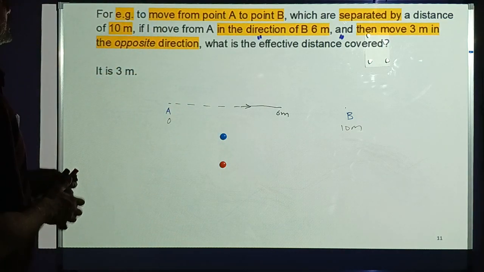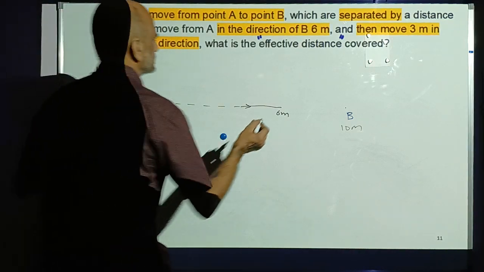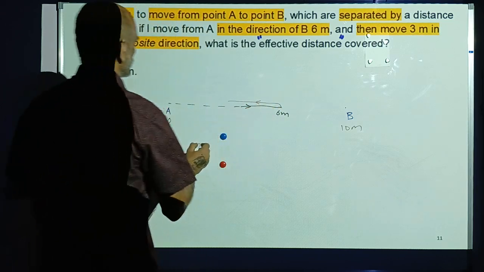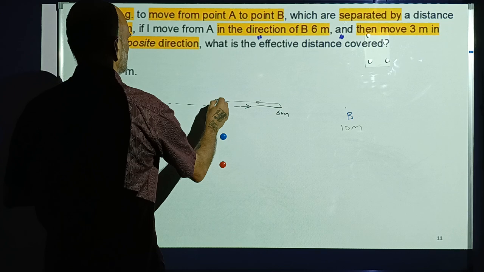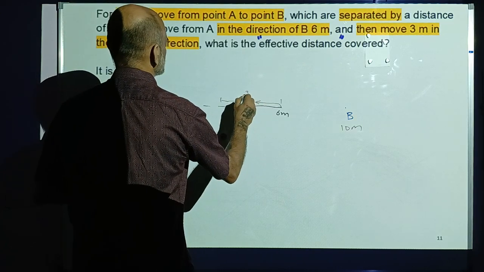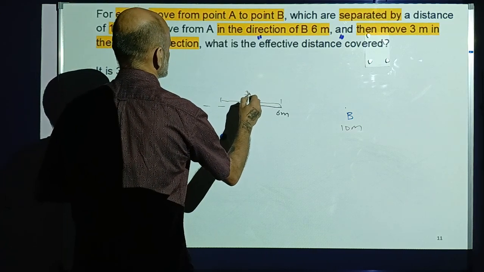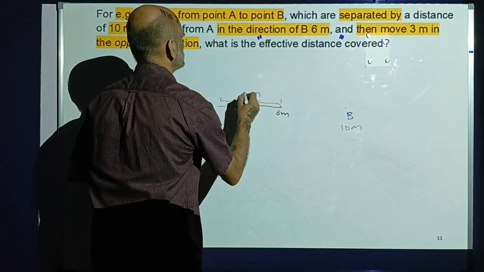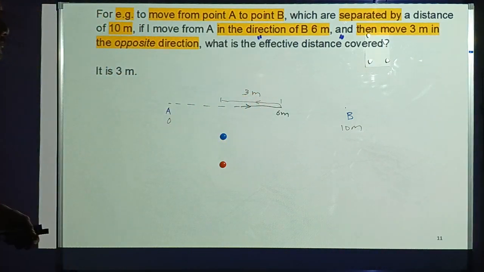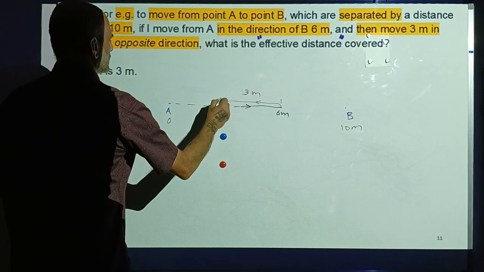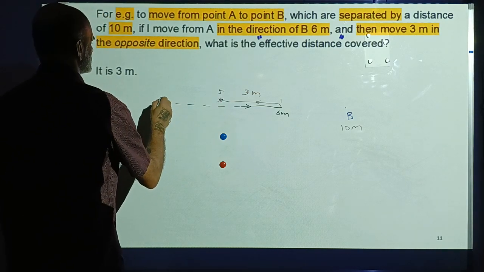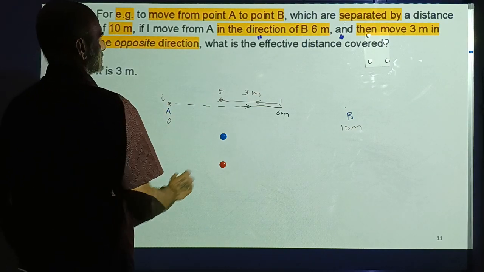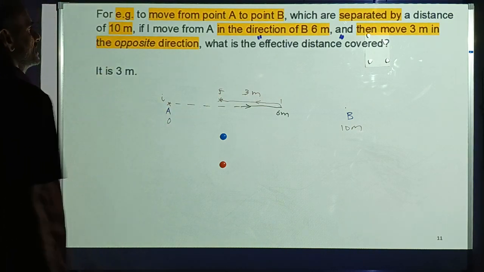And then move 3 meters in the opposite direction. So I'm turning back, and move in the opposite direction. So the distance from here to here is 3 meters. So this is the final position, starting with the initial position here. So the effective distance is this distance, which is 3 meters. This effective distance is actually displacement.